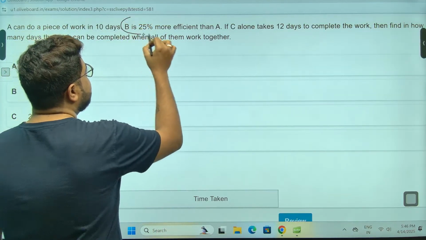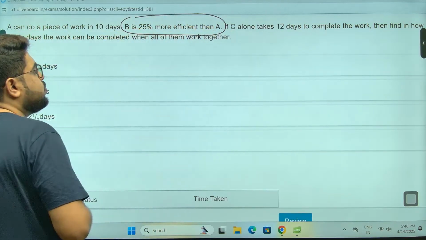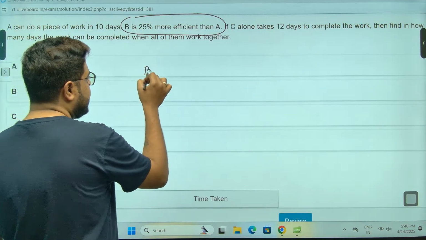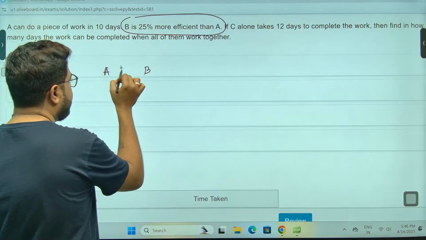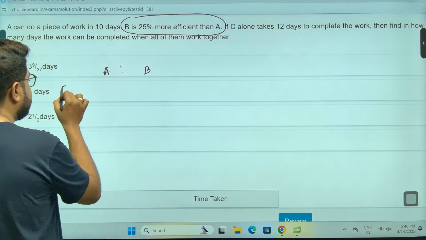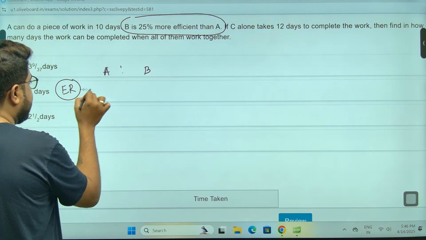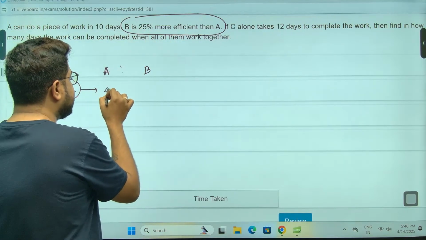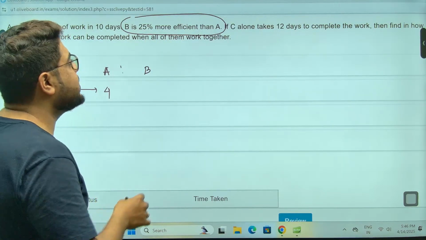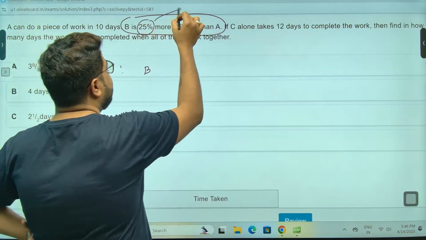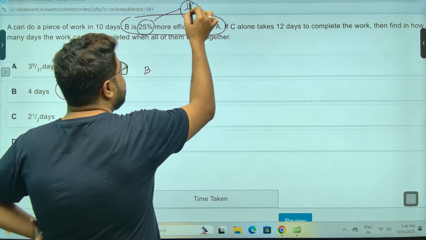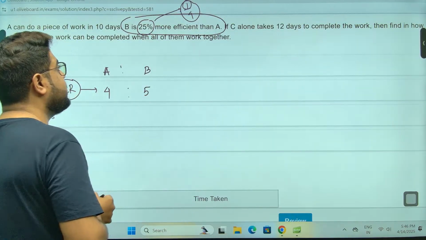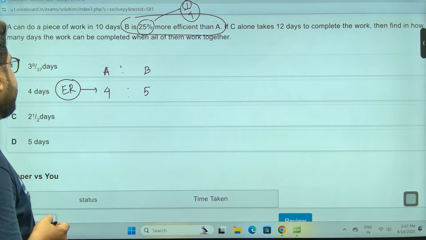Sir, B is 25% more efficient. So that means, sir, B and A, efficiency ratio will be what, sir? B is more efficient, meaning, sir, if A does 4 units, B does, because 25% means, sir, 1 by 4. Meaning B in that case does 1 unit more, so B does this much, sir. Okay?